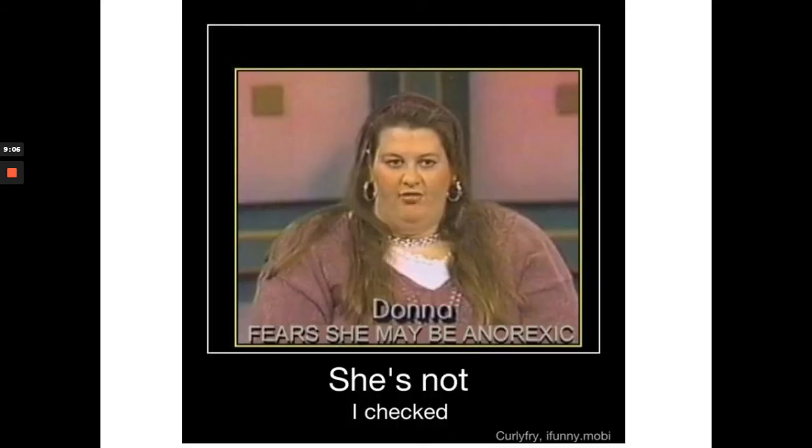And I assume this is right. It's just a meme I found. But if you look like that and you look in the mirror and say you're anorexic, that could be body dysmorphic disorder. Okay. She is not anorexic. Okay.